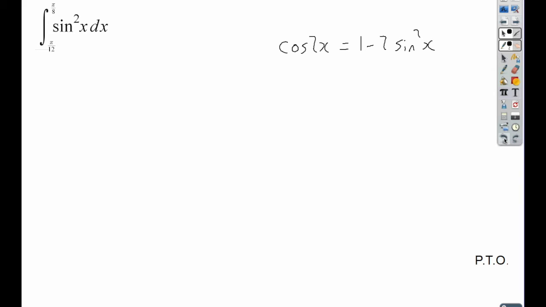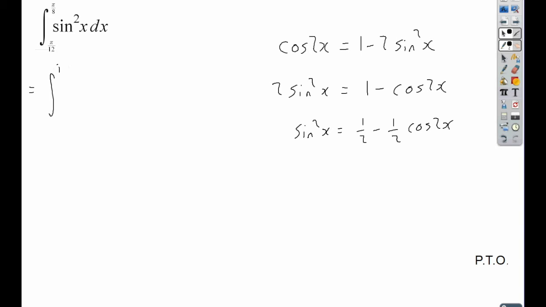Okay, so let's just rearrange that. So you'll have 2 sine squared x is equal to 1 minus cos 2x, then divide by 2, you'd have sine squared x is equal to a half, subtract a half cos 2x. Okay, and so our integral here just becomes the integral, better put in the limits, pi over 12 to pi over 8 there, and in brackets 1/2 subtract a half cos 2x dx.